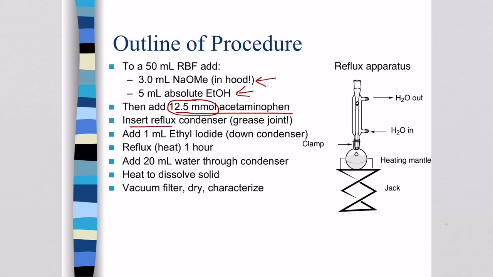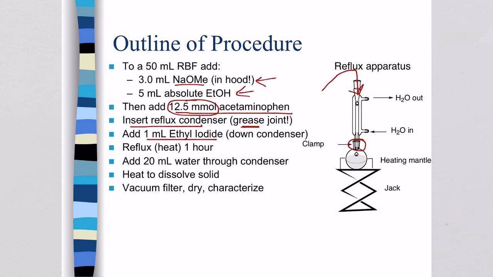Then we're going to insert a reflux condenser, and we're going to put a small amount of grease on this joint. The reason for that is that the strong base, the sodium methoxide that we're using, can etch the joint and actually cause it to freeze shut, so you wouldn't ever be able to get the condenser out, and that's not good. Then we're going to add a milliliter of ethyl iodide, and the way we're going to do that is we're just going to add it right down the condenser. I will do that for you with a pipetter.